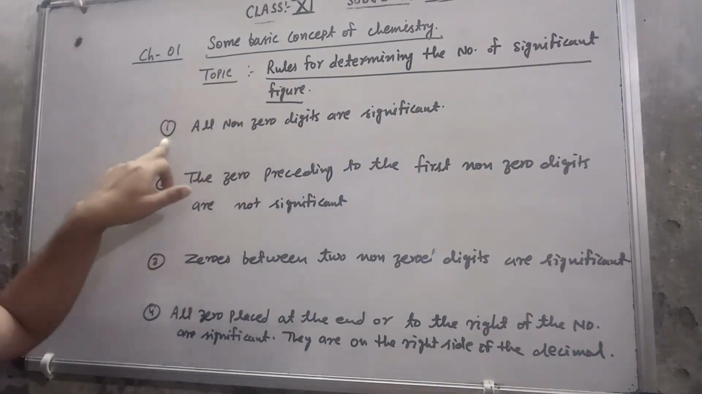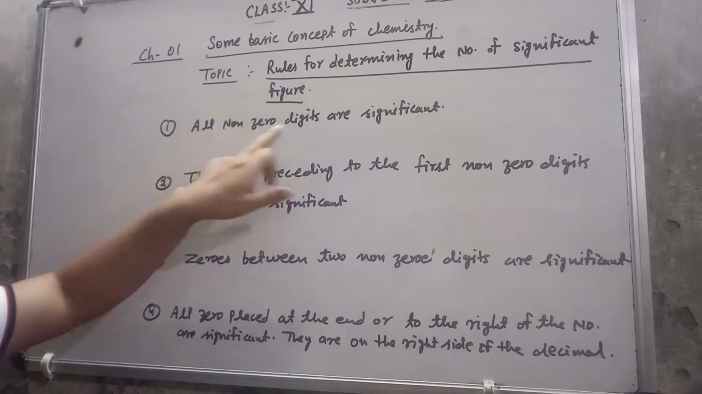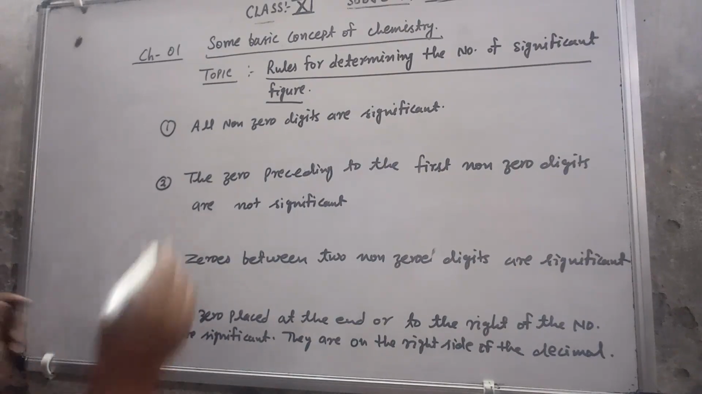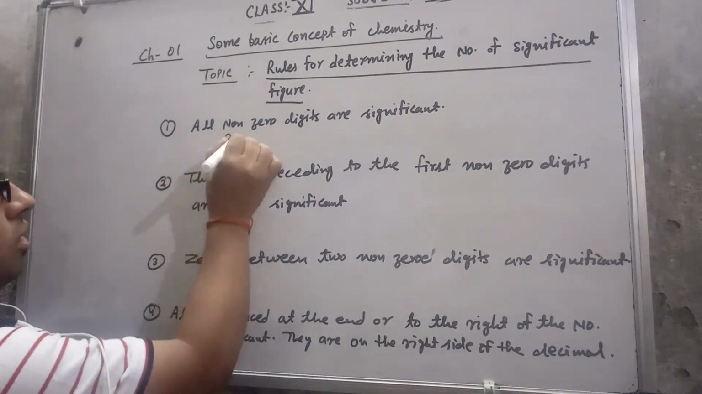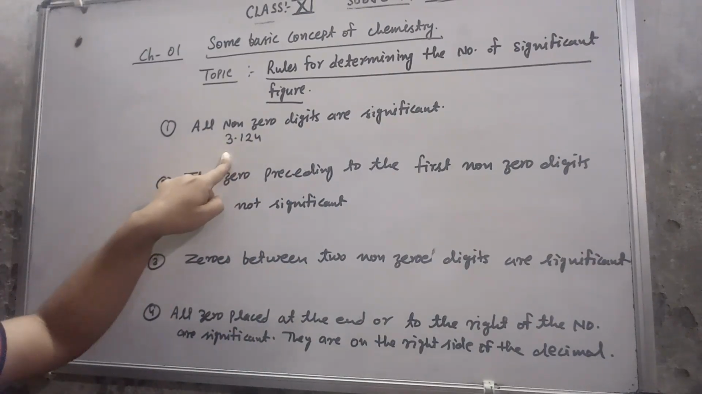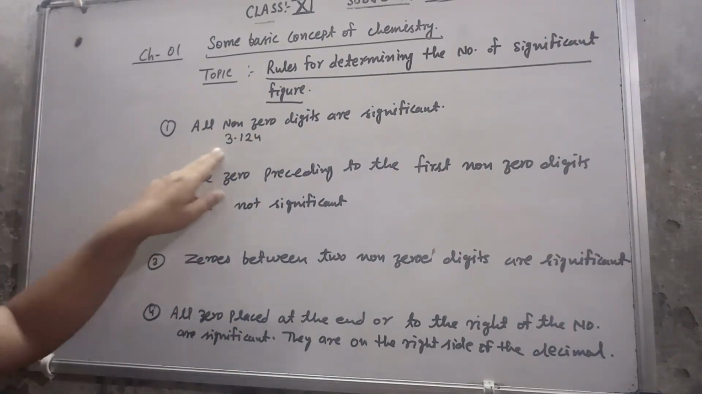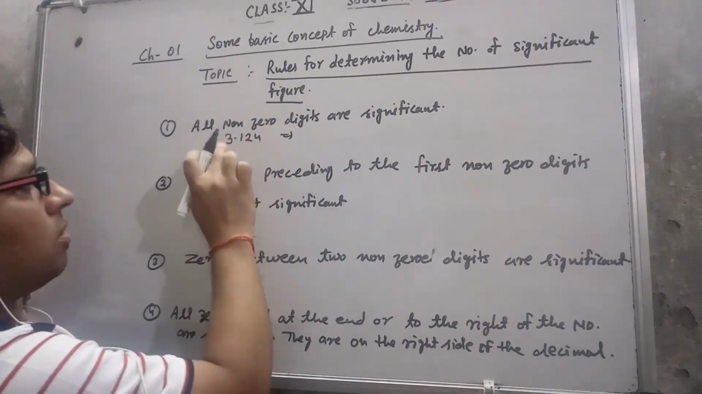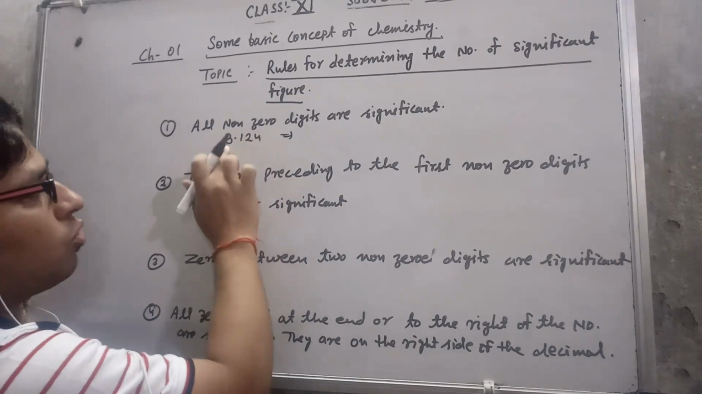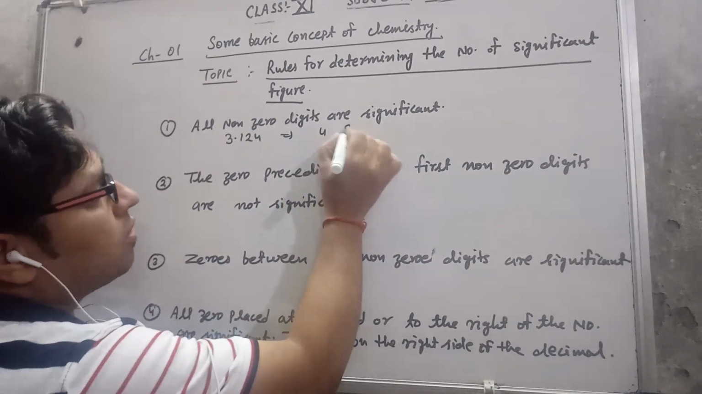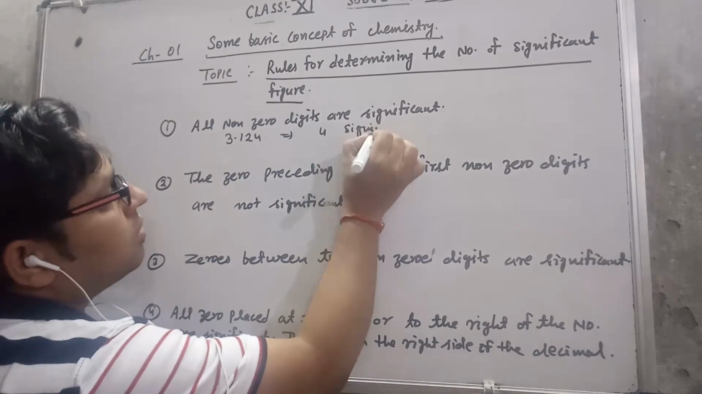The first rule is that all non-zero digits are significant. All non-zero digits means those that are not zero. Suppose I am writing here 3.124. All of these are non-zero digits, meaning all the digits are significant. If you count 1, 2, 3, 4, all 4 digits are non-zero, so the significant figures here are 4.